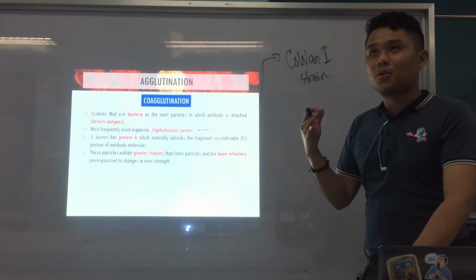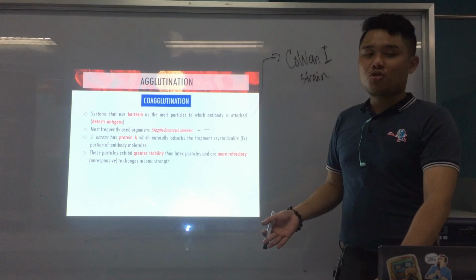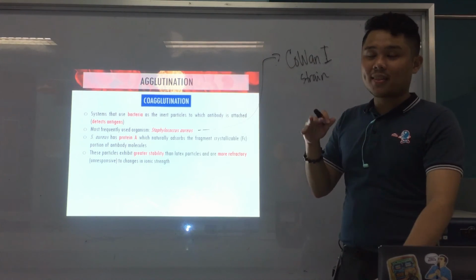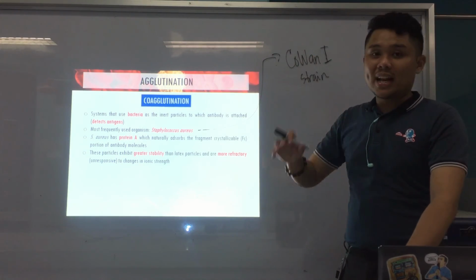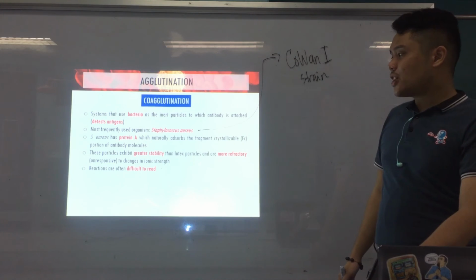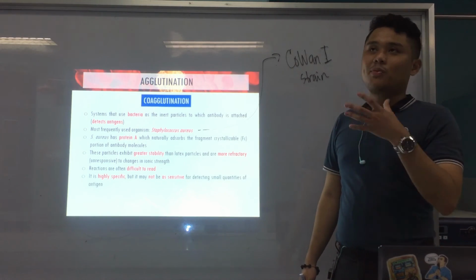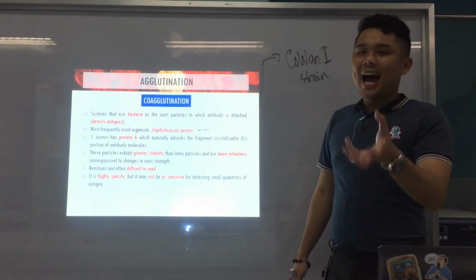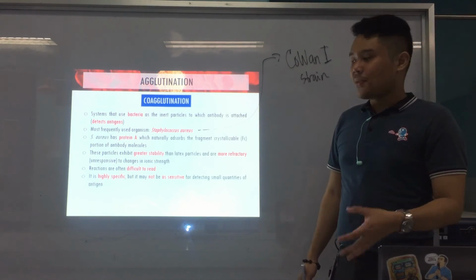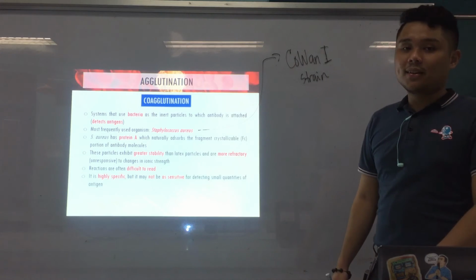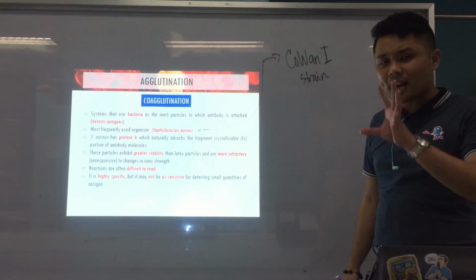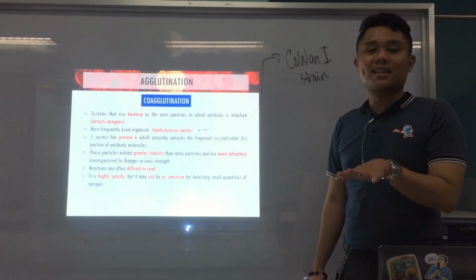So, meaning, dili sila mo react to changes in ionic strength that could hinder or could affect the reaction or the formation of the lattice. No? Alright. Reactions are often difficult to read then. It's highly specific. So, when you say specific, it can really detect the antigen that you want, okay? But it's not as sensitive for detecting small quantities of antigen. I hope na-gets lang ang difference between specific and sensitive, ha?